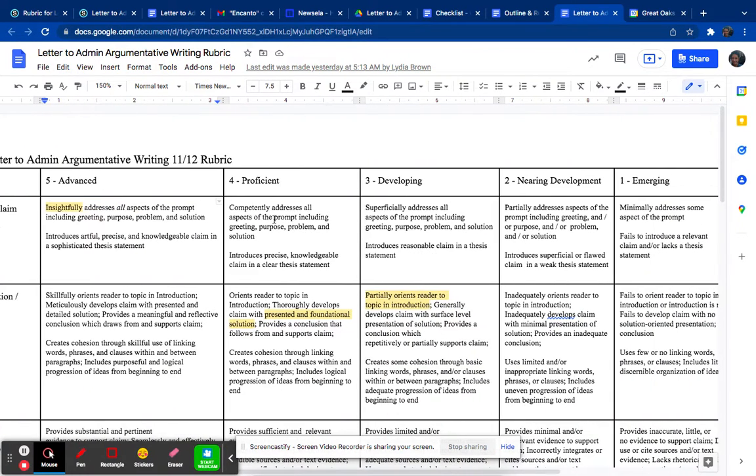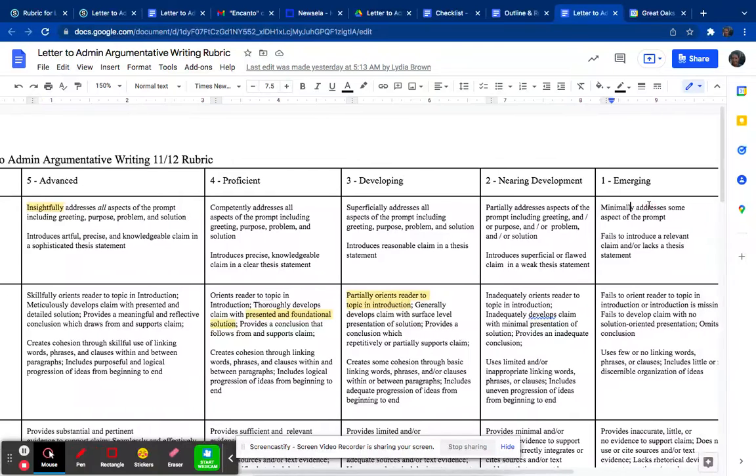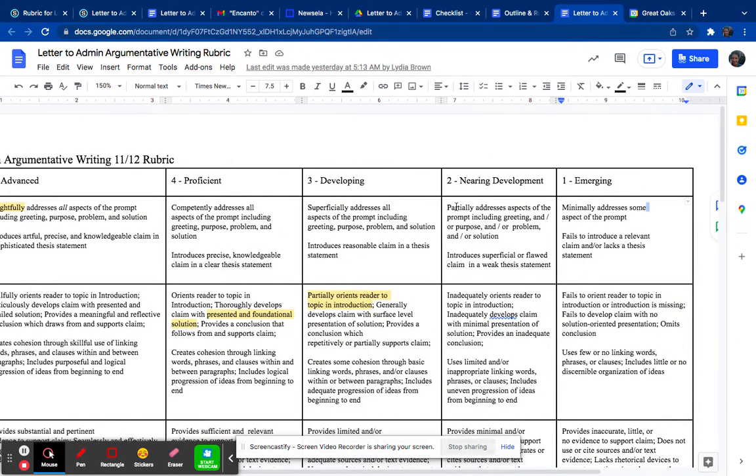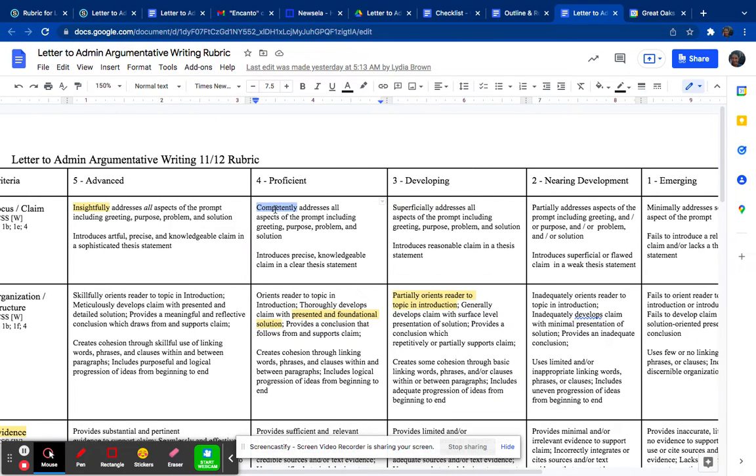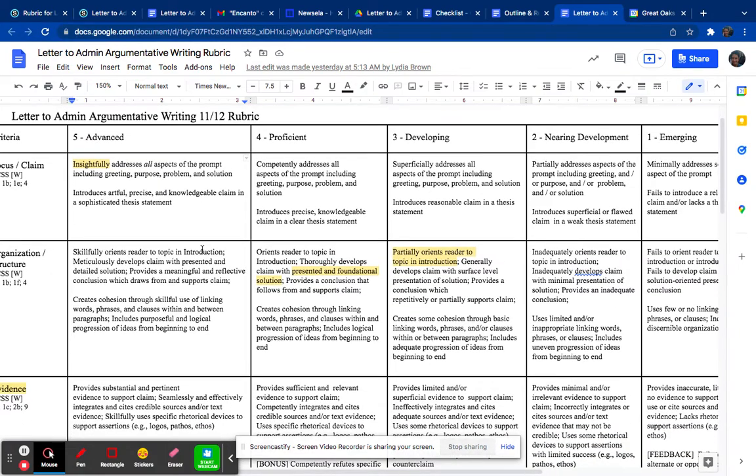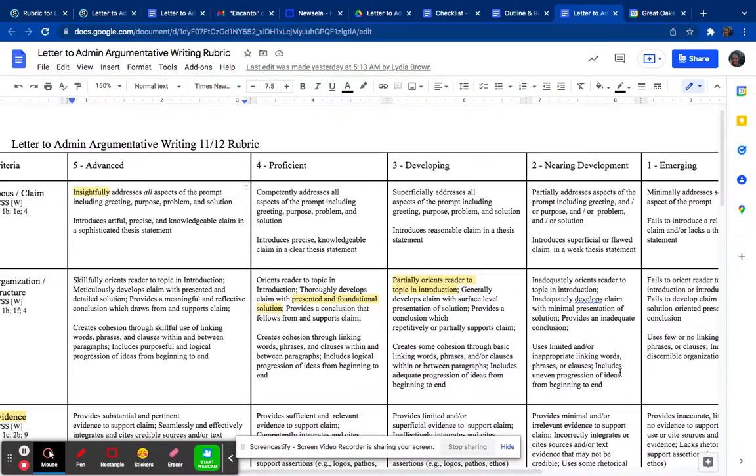So if we look at all of them, a 1 is when you minimally address, a 2 is partially addressing, then superficially addressing, competently addressing, and insightfully addressing. So the work here, I want you guys to understand that when me and Ms. Brown created this, all the skills are the same. It's just your level in which you are approaching them or mastering them, right?